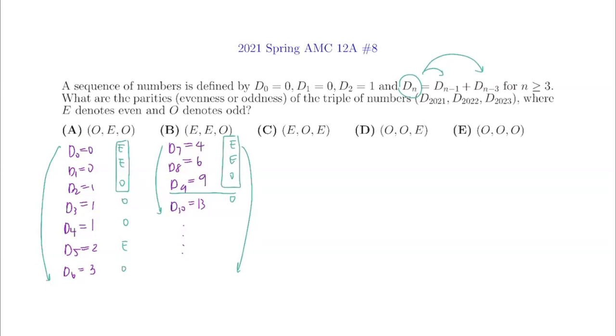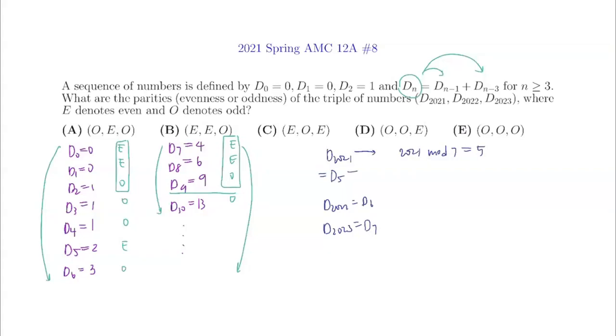So that means if we want to find the parity of d sub 2021, that is just going to be the same parity as the number that is 2021 mod 7. Well, that is just equal to 5 in this case. So d sub 2021 is equal to d sub 5. That means d sub 2022 is equal to d sub 6, and d sub 2023 is equal to d sub 7.